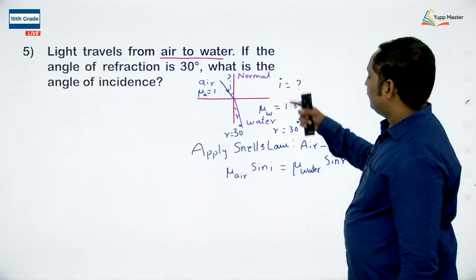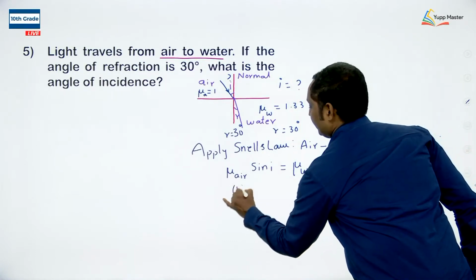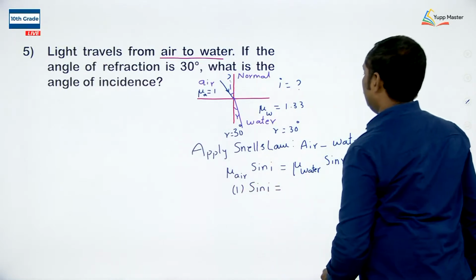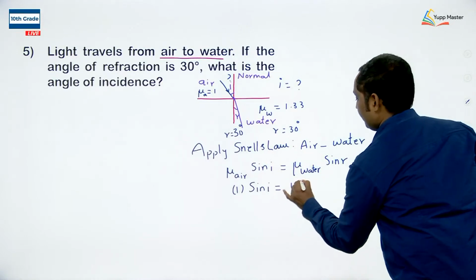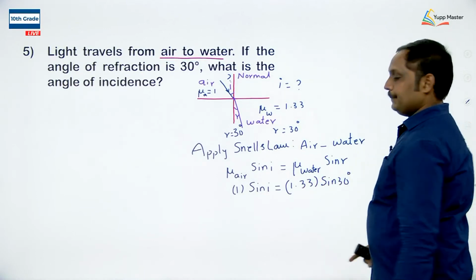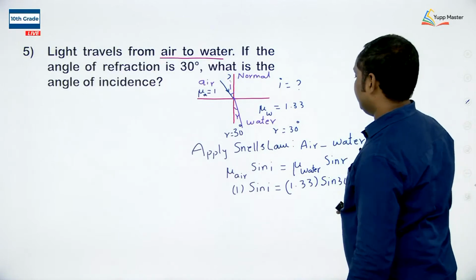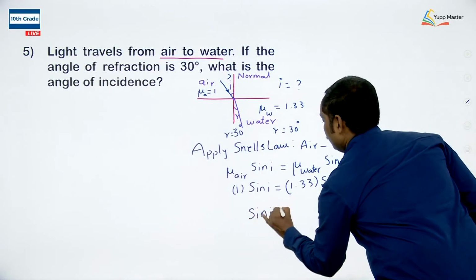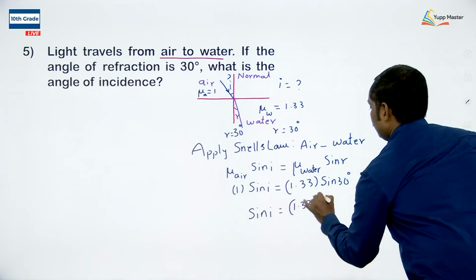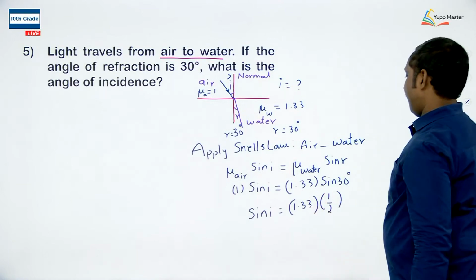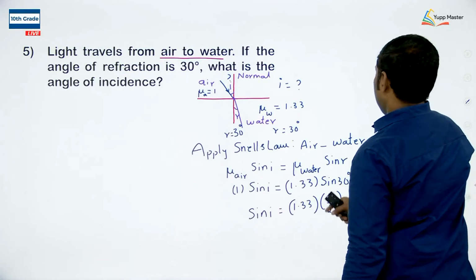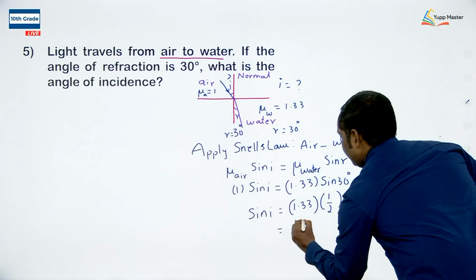Now, it is very clear, you already know that the refractive index of air is 1, so sin I is equal to the refractive index of water, 1.33, into sin 30 degrees. If you know that sin 30 is 1 by 2, therefore sin I is equal to 1.33 into 1 by 2. So, you can easily find out that it is going to be 1.33 by 2.